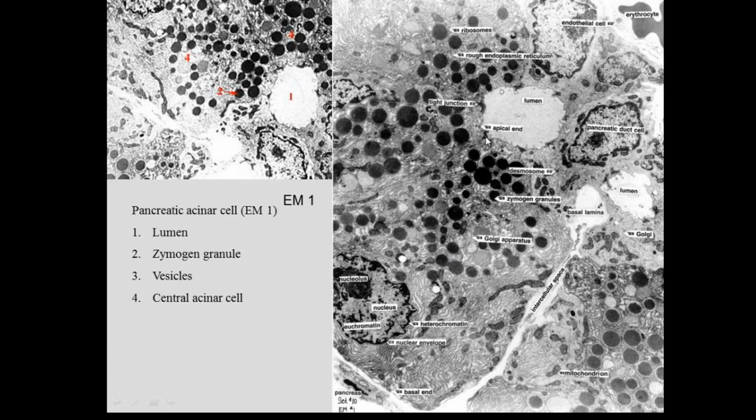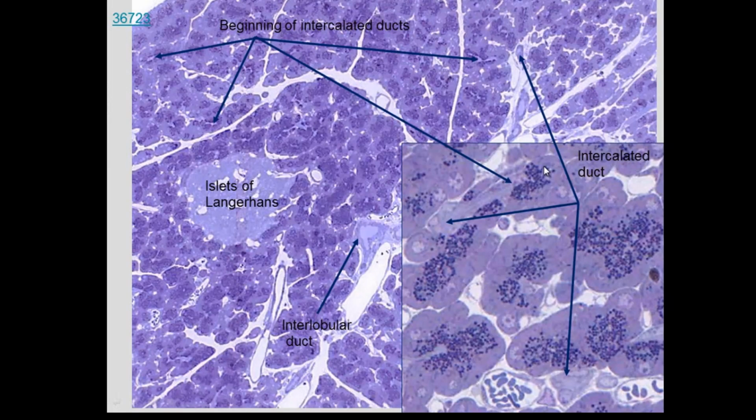And here we can see the tight junctions between adjacent pancreatic acinar cells and also between this acinar cell and this duct cell. So this is the start of a duct, part of the intercalated duct that we can see. And here we can see the islets of Langerhans. Here we can see the pancreatic acinar cells and the acinus, with the zymogen granules located next to the lumen where they're discharged.